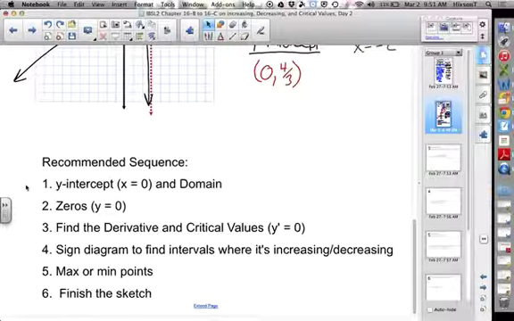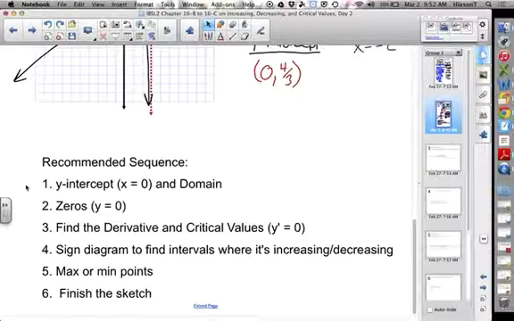Then is what we've been looking at. Find your derivative, set it equal to 0, and find those critical values. Once you do that, you have the domain, you have the critical values, then you can do your sign diagram and determine those intervals where it's increasing or decreasing. Then, once you see where it's increasing and decreasing, you can determine the max or min points.